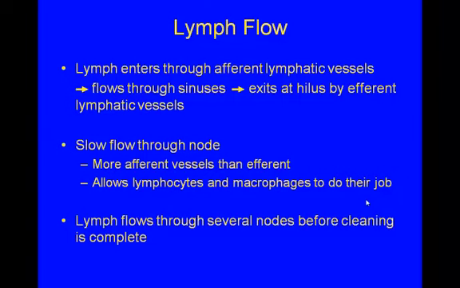Now, slow flow through the node is due to more afferent than efferent. So what does that mean? That means you have more vessels bringing in lymph than are taking lymph out. That causes almost like a line at the exit. You've got to slow things down, which is very important because that allows the lymphocytes and macrophages to filter and clean and do their job. Now, lymph flows through several lymph nodes before the cleaning is complete. So it's not just, I'm going to run in, get my car washed, and I'm good. You've got to go through several nodes to get completely clean.